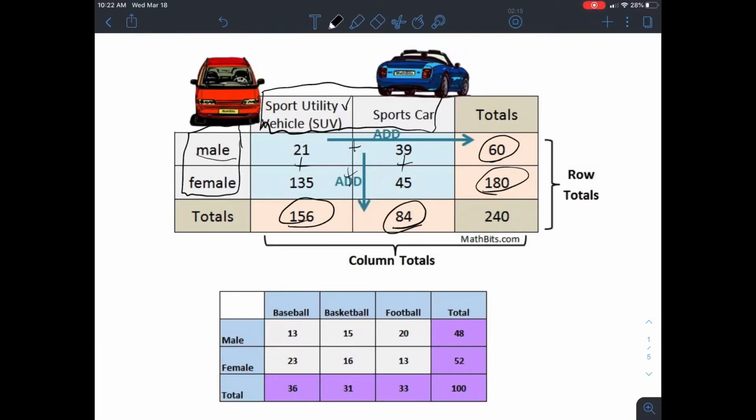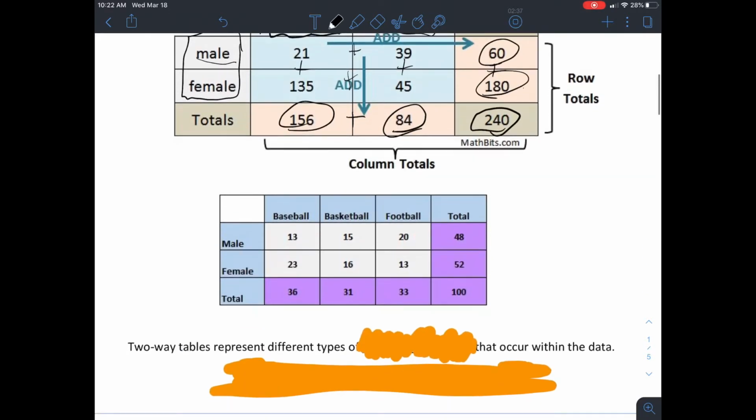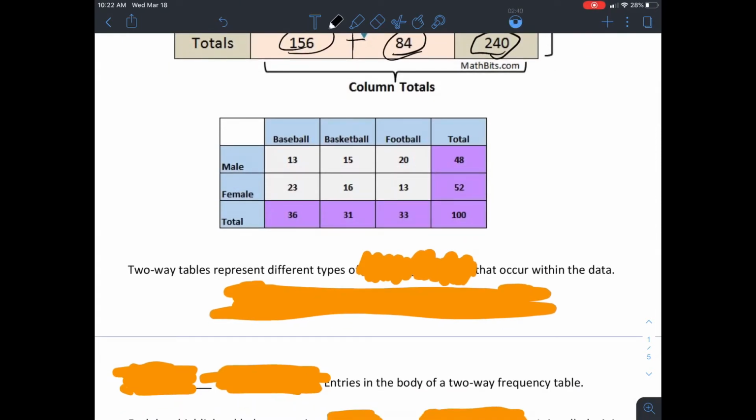All right. 240 people total participated in the survey. This number is found by adding your two subtotals. 156 plus 84 is 240. It should also work the other way. Coming down, 60 plus 180 also equals 240. In this example, our two variables are preferred sport and gender.